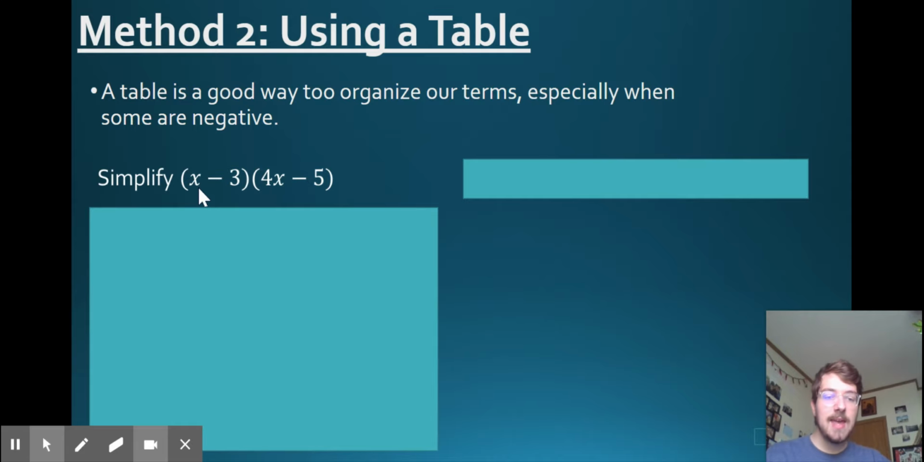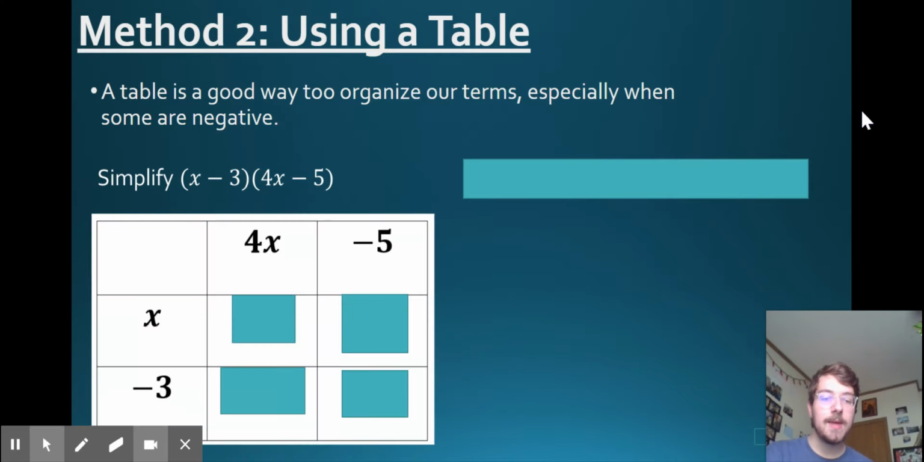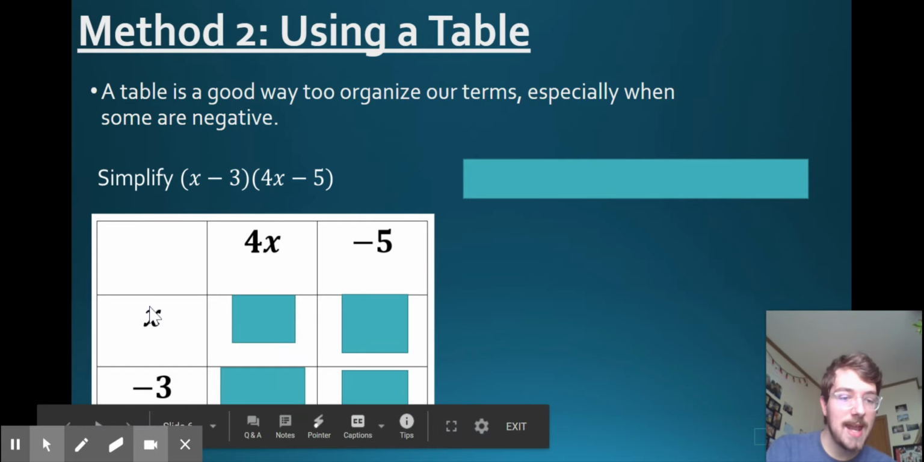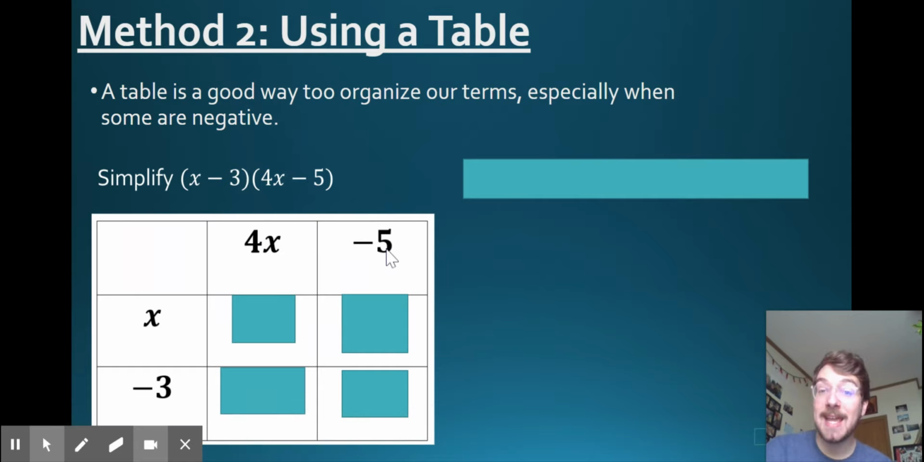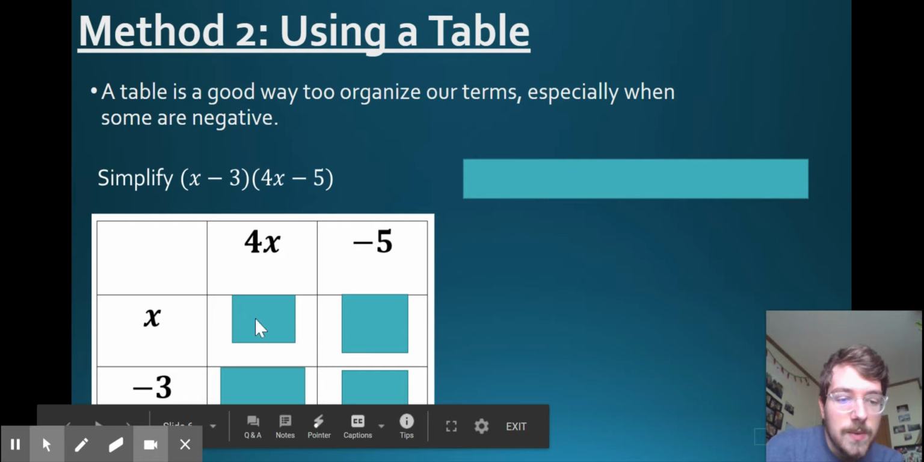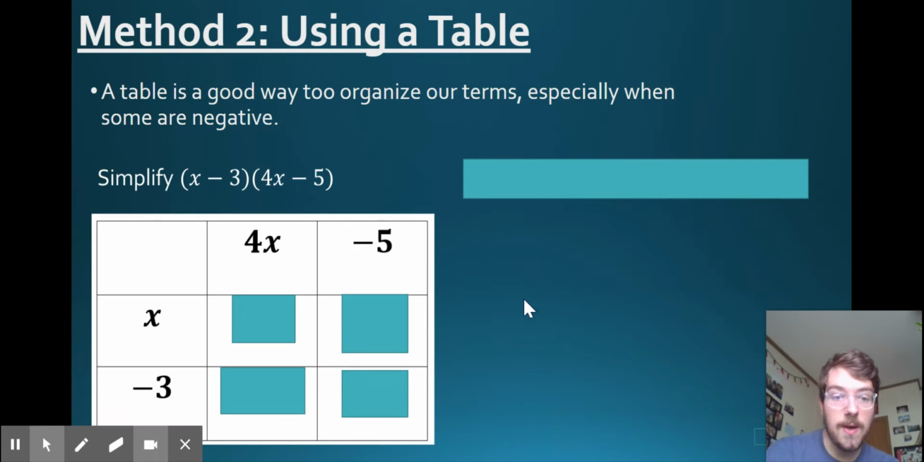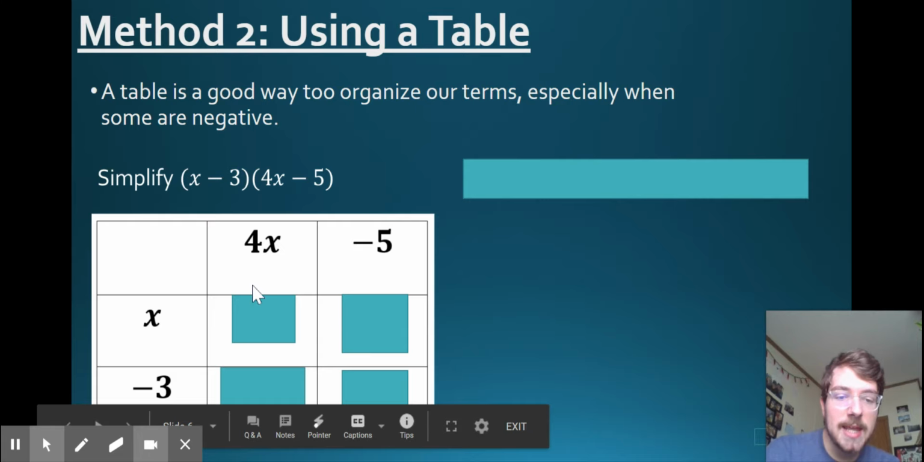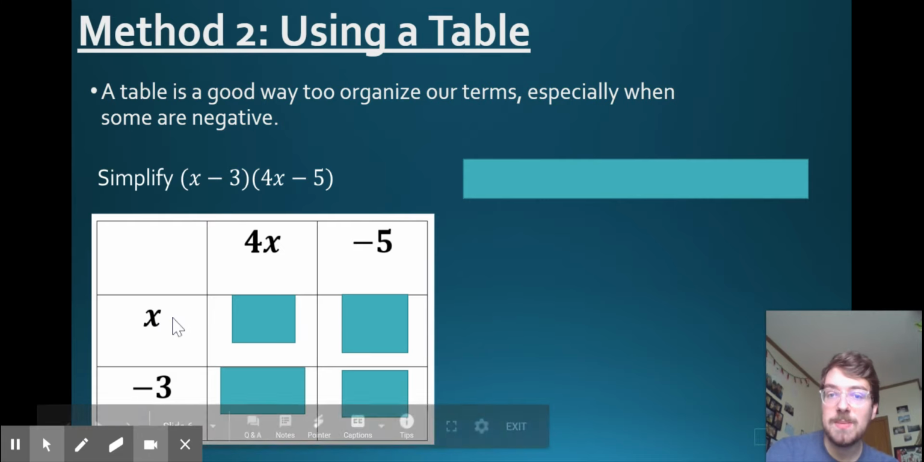So our problem is going to be x minus 3 times 4x minus 5, those two different binomials multiplying each other. So if you want to use a table, it's going to look something like this. So I've got one binomial on one side, that x and that negative 3 because there's a minus. They take up this column right here. And then I'm going to use my other binomial in this row above here, that 4x and negative 5 because there's a minus there. And where each little box meets, that's where our multiplication is going to go. So this box that's lining up with 4x and the x, that's where we're going to multiply those.